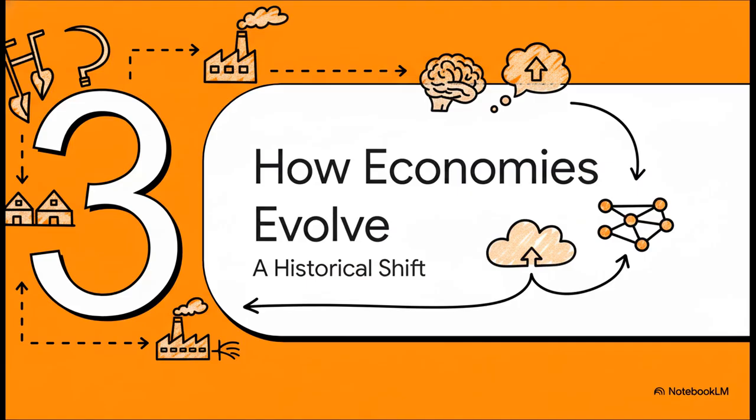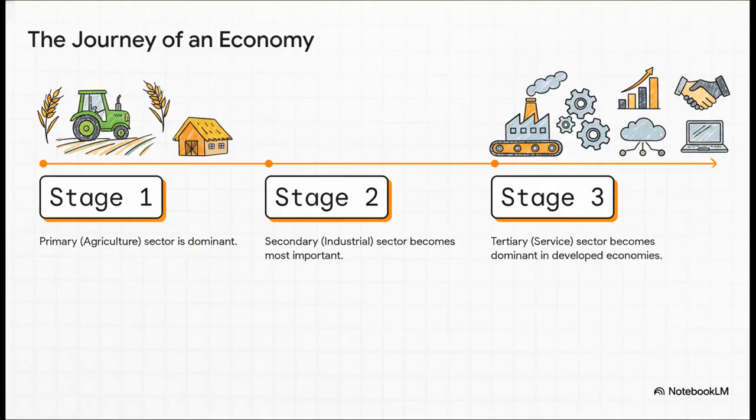Okay, so we now know what GDP is and how it's calculated. But the story doesn't end there. Let's look at something else. How does the structure of an economy, the mix of agriculture, industry, and services, change as a country develops? It's a very interesting historical pattern. Historically, if you look at any developed country today, you'll see they all went through a similar journey.